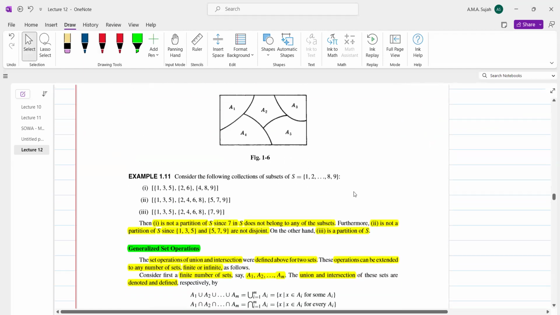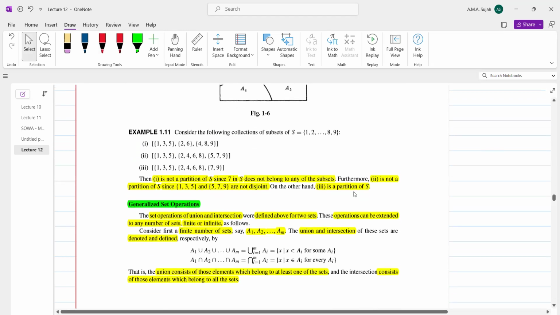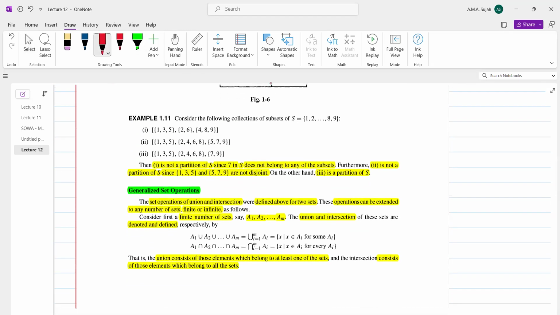Now, just look here. They are giving an example, right? Just consider there is a set S with 9 elements, 1 to 9. Now tell me, they are giving some sets; this one is a partition, this one is a partition, this one is a partition. Now, what do you think about the first one? Is it a partition or not? Just look at the first one.